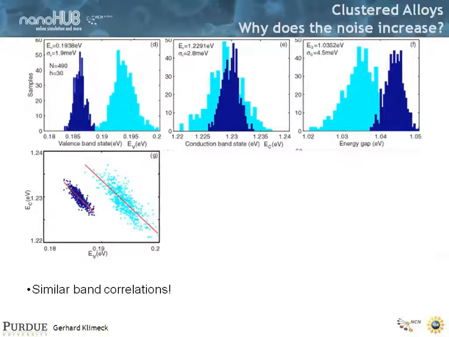Here on the bottom left, in dark blue is the correlation function for the case where there is no clustering, and in light blue is the correlation function for the clustered case. They both have similar band correlations. Again, if the conduction band goes up, the valence band goes down, and vice versa. So that doesn't quite explain why the noise really increases.